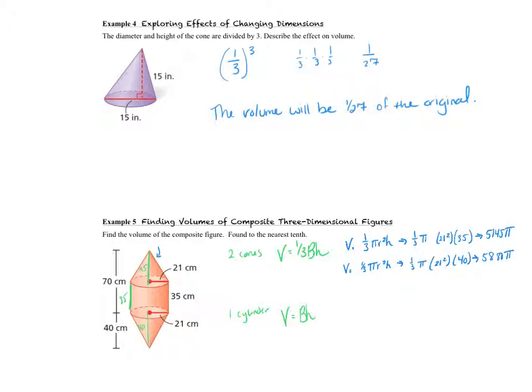And then the other one is the capital BH for the cylinder, so it's going to be pi r squared, because it's still a circular base, times the height. No 1/3 this time. So it's going to be pi times, radius is 21, pi r squared, times the height of 35. And that is 15,435.